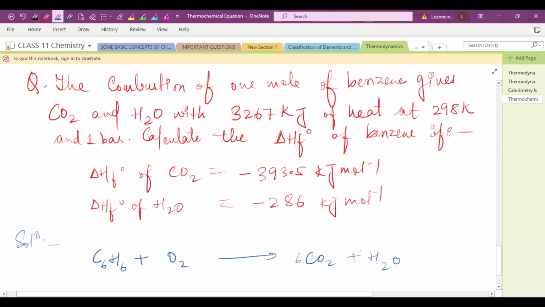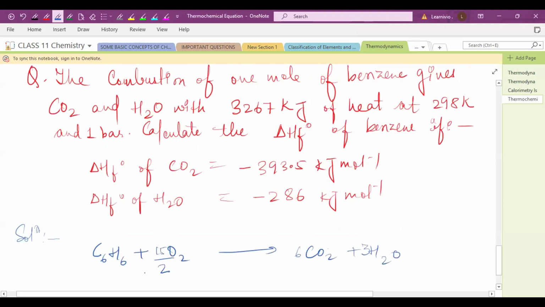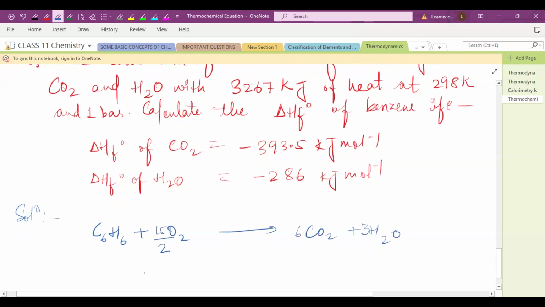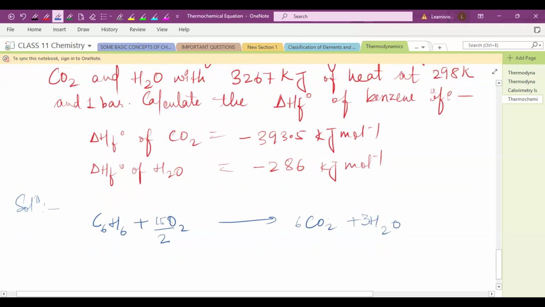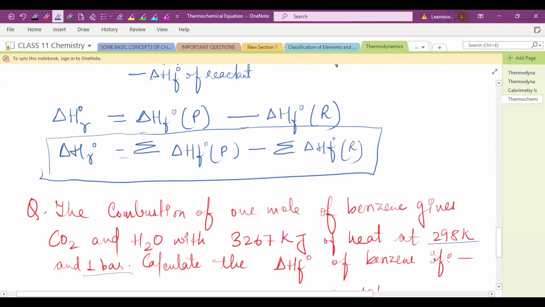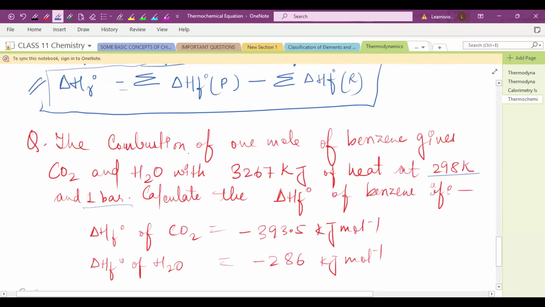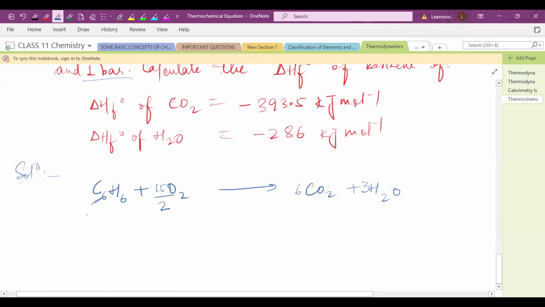6, 3 over here and here 15. Now it's balanced. Now, the conversion of 1 mole of benzene gives carbon dioxide and water with 3267 kilojoule of heat at 298 Kelvin and 1 bar pressure. And you have to calculate the delta HF naught of benzene. Okay, so we have a formula. You can see this. We have to calculate the delta HF naught value, right? This is the reactant.